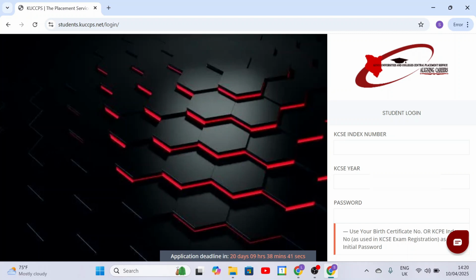So the first thing is to write our KCSE index number. Index number there. Then we indicate the year. The year was 2024 for this specific candidate. Then we put the password. That is the password there. Then you click submit or just press enter.